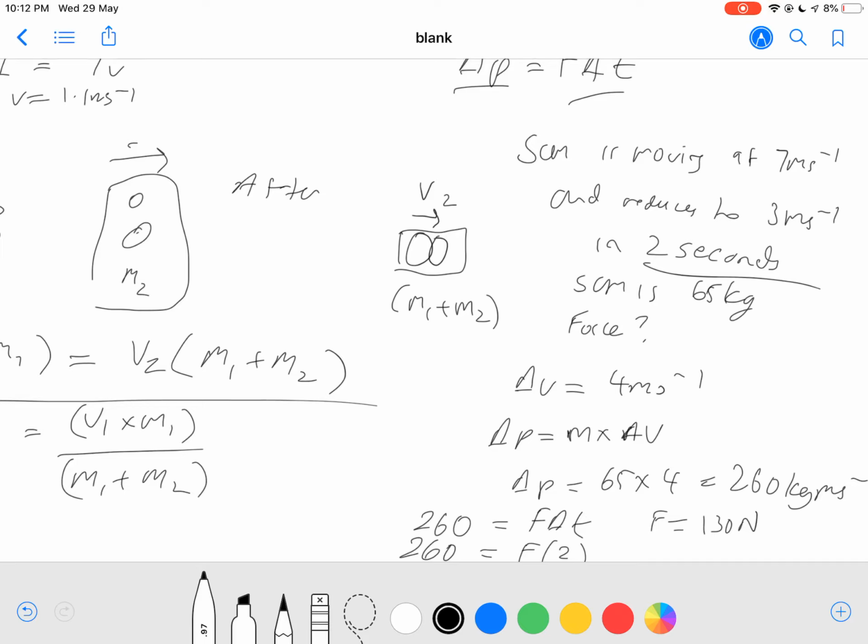This is another type of question they'll probably give you in the exam. A similar question might be that they tell you the force and the time and want you to find the change in p, or they tell you the change in p and the force and want you to find the time. That's also a possibility.